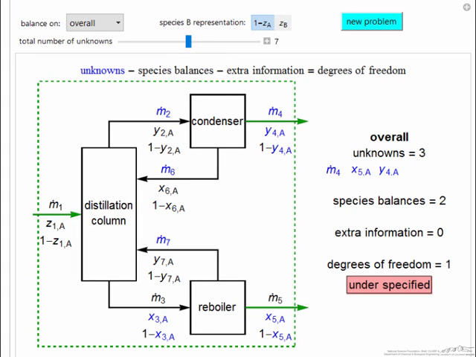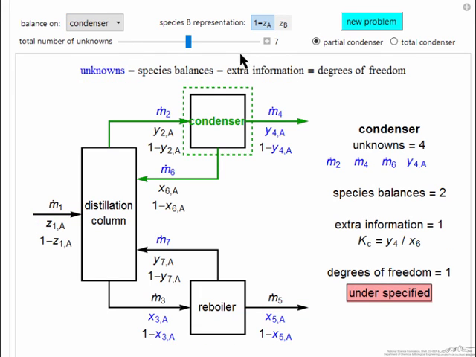And so this degree of freedom analysis is valuable for understanding systems and how we can do mass balances on them. And depending on which part we select, we can have something that's underspecified or overspecified or solvable.